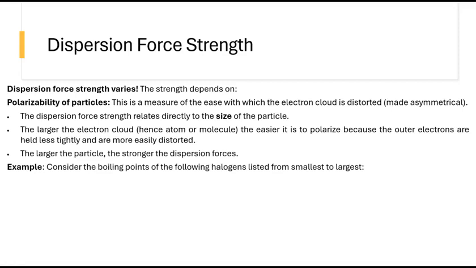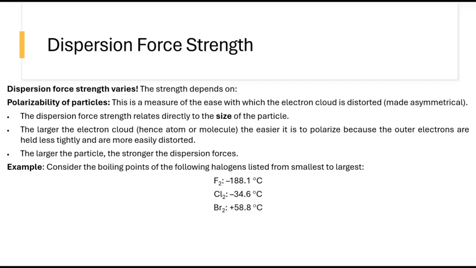For example, consider the boiling points of the following halogens listed from the smallest to the largest. F2, having a small electron cloud, boils at negative 188.1 degrees Celsius. It has very weak intermolecular forces, specifically dispersion force. Chlorine, being a little bit bigger, boils at a higher temperature, negative 34.6 degrees Celsius.